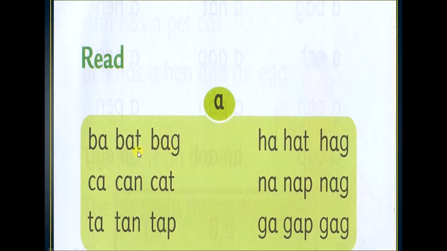Okay, let's start reading. B, a, t, bat. B, a, g, bag. K, a, n, can.